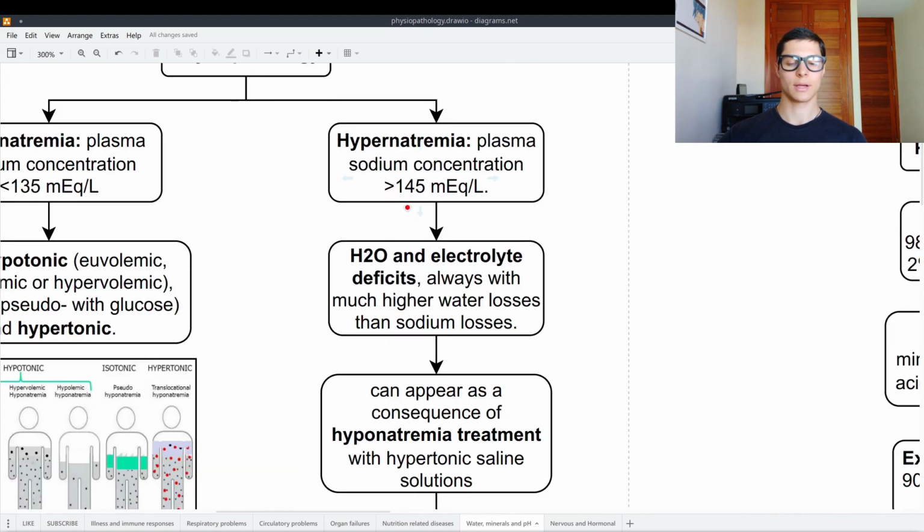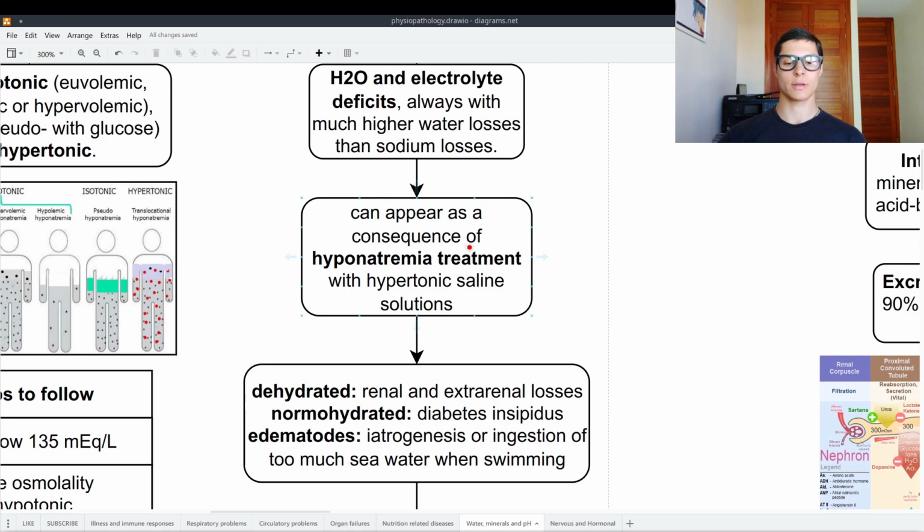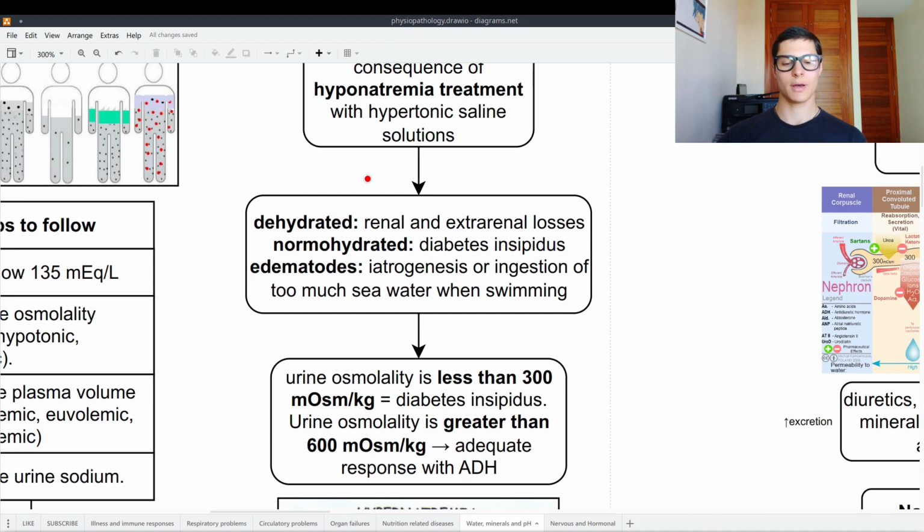On the other hand, we get back to the hypernatremia. It happens when there are water and electrolyte deficits, always with much higher water losses than sodium losses. It can appear as a consequence of the hyponatremia treatment with hypertonic saline solutions. Of course, if we take too much of that solution, it can cause hypernatremia. And hypernatremia in dehydrated people is because of renal and extrarenal losses. In normally hydrated people, it can be diabetes insipidus. And in the edematous, iatrogenesis or ingestion of too much seawater when swimming, for example.